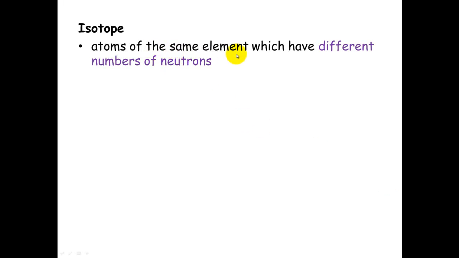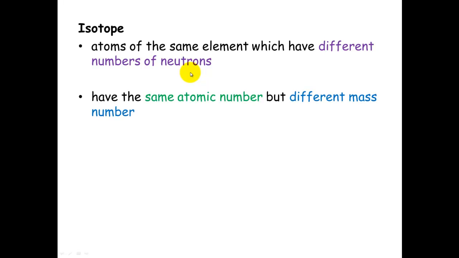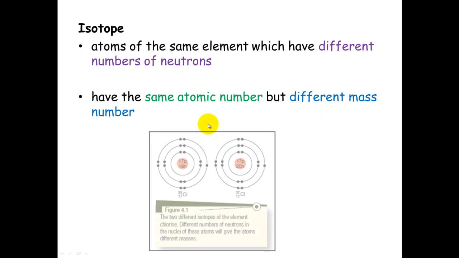Okay, just as a reminder, isotopes are atoms of the same element which have different numbers of neutrons. Remember, they have the same amount of protons, so they've got the same atomic number, but they will have a different mass number. So if we have a look here at two examples, there are two isotopes of chlorine: chlorine-35 and chlorine-37. Notice the atomic number for both is still 17, but the difference between the two is that chlorine-37 has 20 neutrons, whereas chlorine-35 only has 18 neutrons.